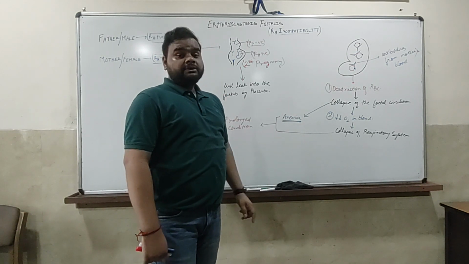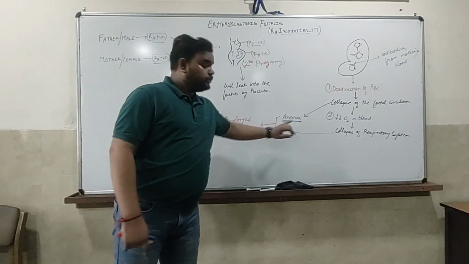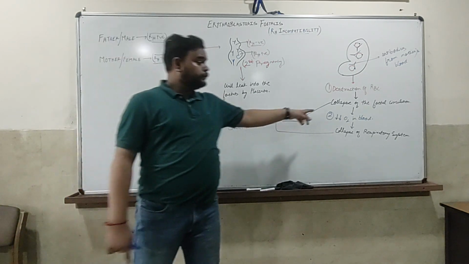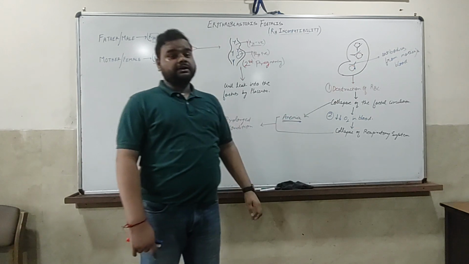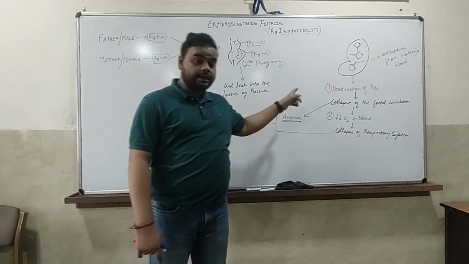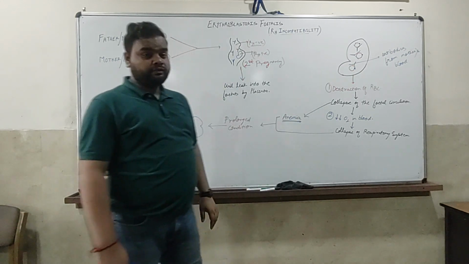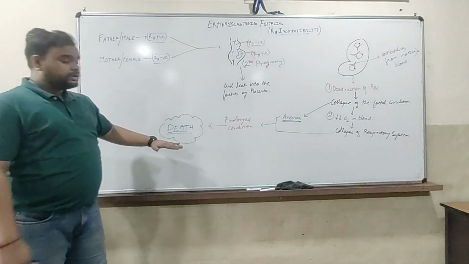The destruction of the RBC will lead to the collapse of the fetal circulatory system, which will lead to anemia. Secondly, due to the decrease in the number of RBC, there will be decreased oxygen carrying capacity of the blood, which will lead to the collapse of the respiratory system as well. And prolonged condition of these two factors will ultimately lead to the death of the fetus.